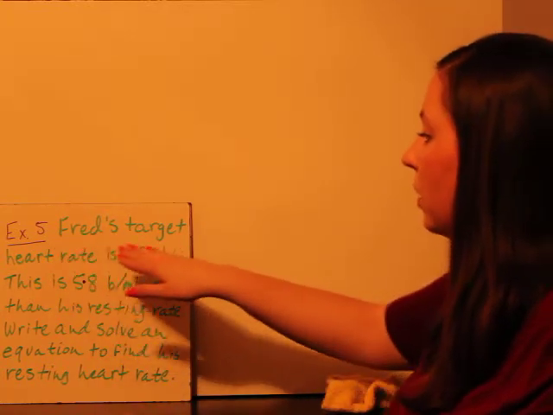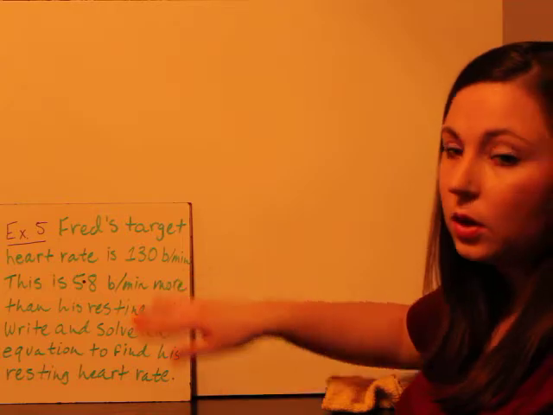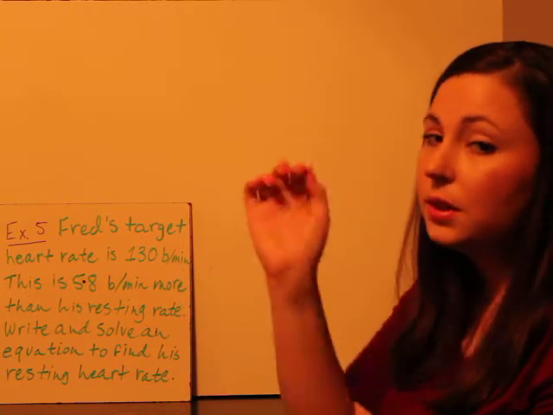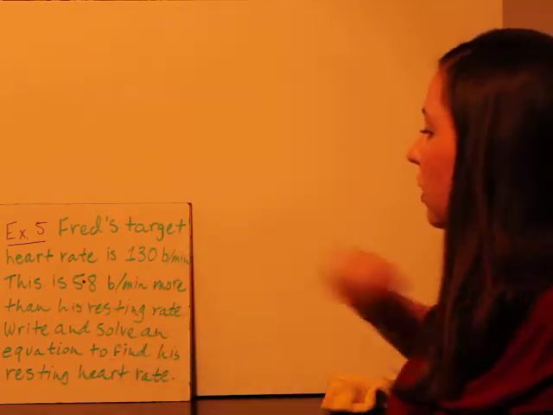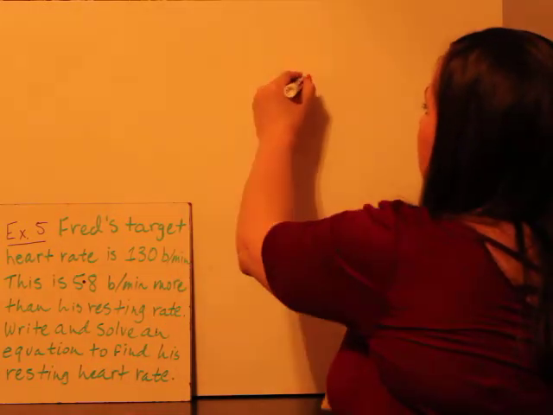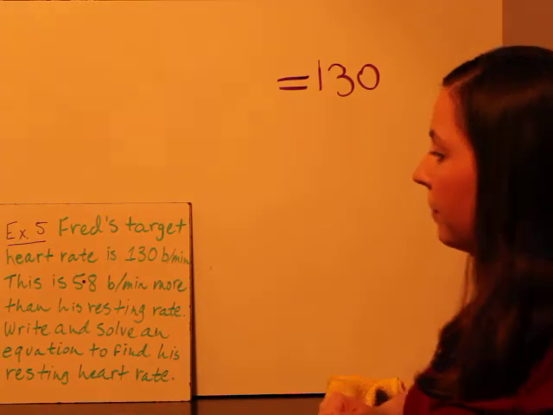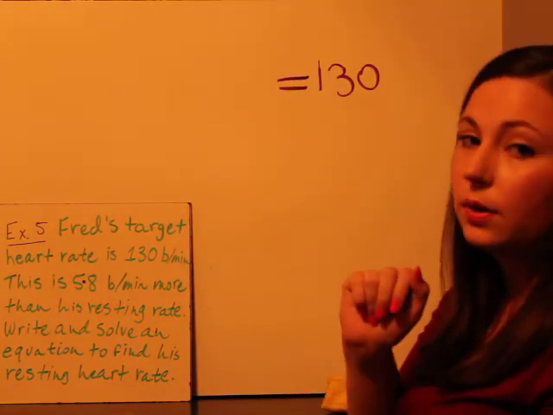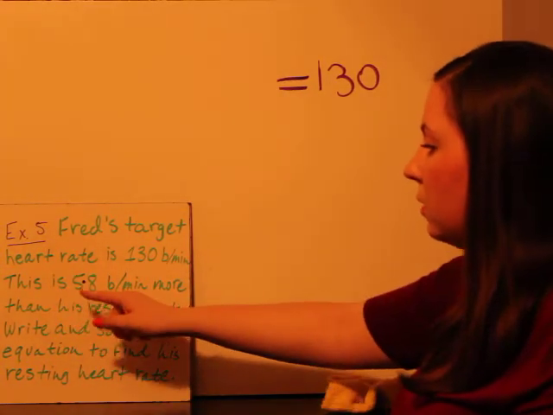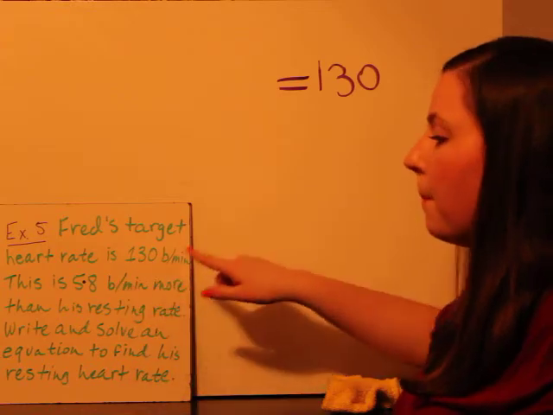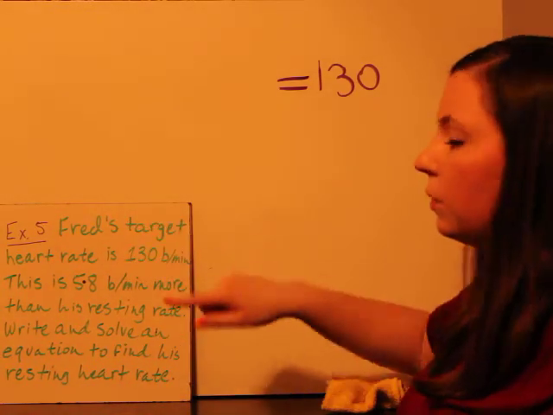First thing, Fred's target heart rate is 130. Remember, the word is means equal. And so this tells us our total. So I'm going to go ahead, just put it on the right side here to follow convention. Now we're going to write the left side of our equation. This is 58 beats per minute more than his resting heart rate.